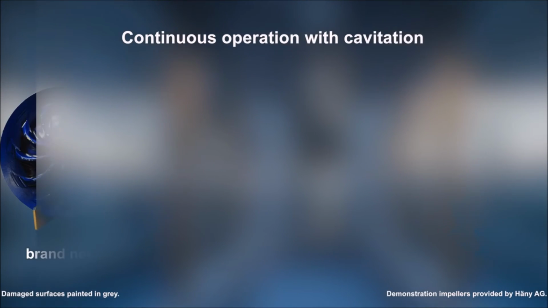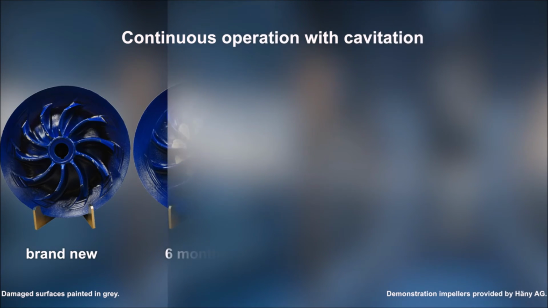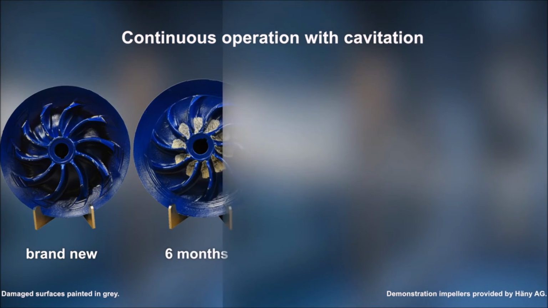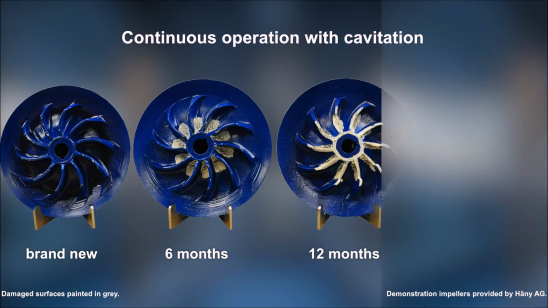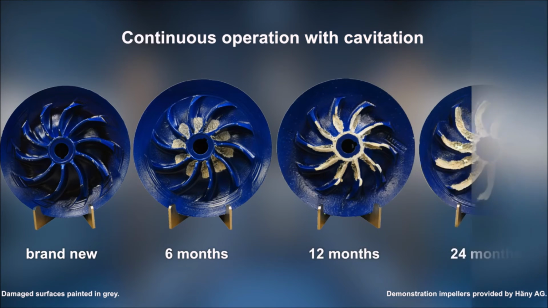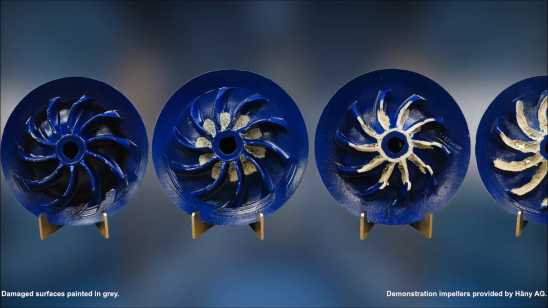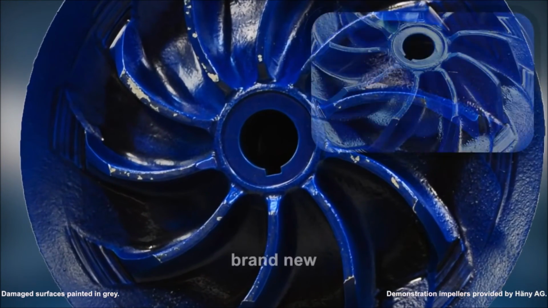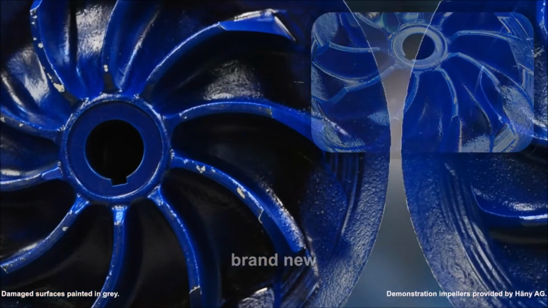We show a few examples of damage in pump impellers kindly provided by the Swiss pump manufacturer Herney. A brand new impeller to the left in comparison with an impeller having been continuously exposed to cavitation during 6 months, another impeller with damage from 12 months operation in cavitation, and one from 24 months. The new impeller shows the geometry as it should be under normal operation without cavitation.